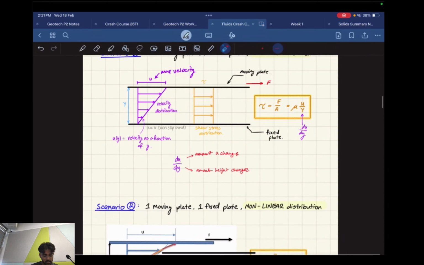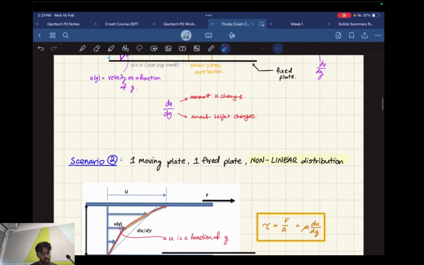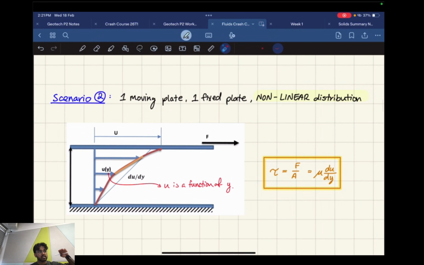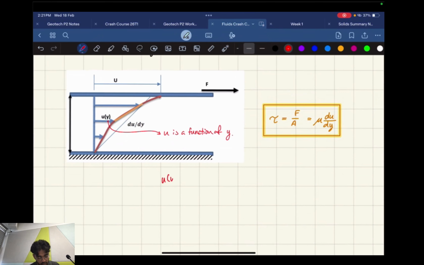Second scenario is we have one moving plate again, one fixed plate. So again, top plate moving, bottom plate not moving, or vice versa. However, we have a non-linear distribution, which means that the velocity gets faster over the distance. This velocity distribution is now a function of y, so u is a function of y.